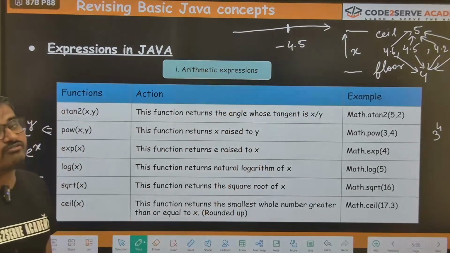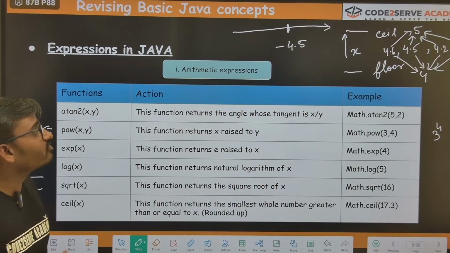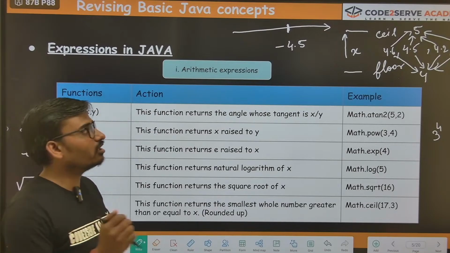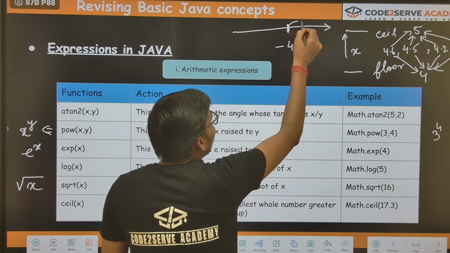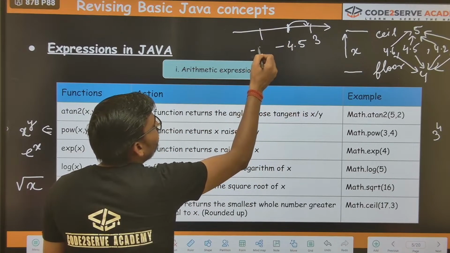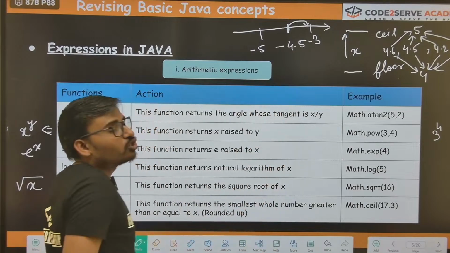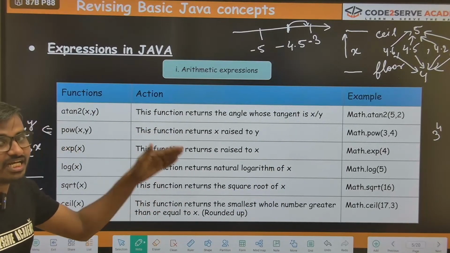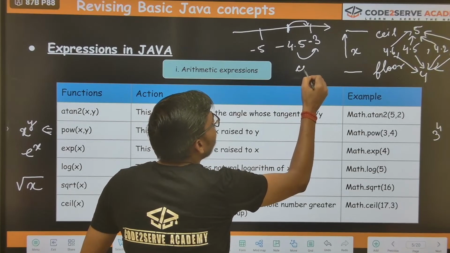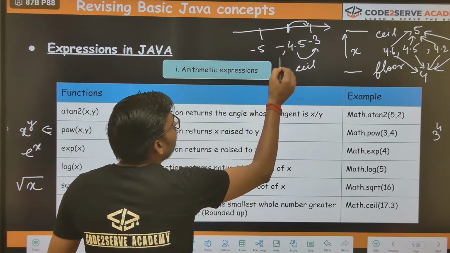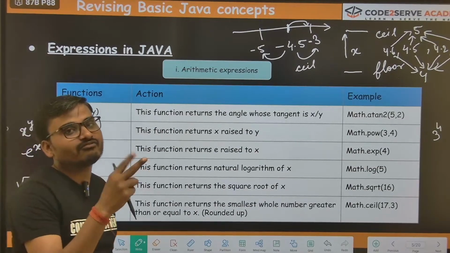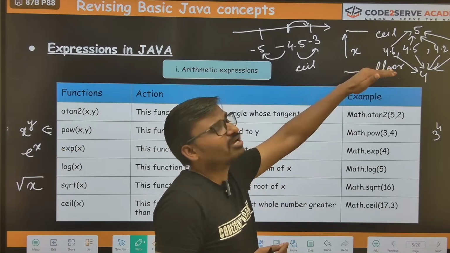So what I told you in case of ceil, you will always get a greater number than the current number. So greater than -4.5 will be -3. All right. And less than -4.5 will be -5. This is -3. So if you are finding for a negative number, this will result to -3 in case of ceil. And in case of a floor, it will result to -5. So in negative number, it will reverse itself. Why? The concept remains the same.